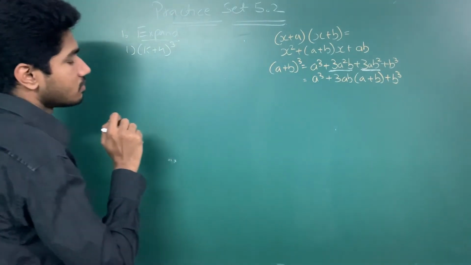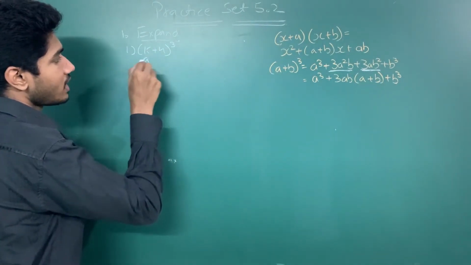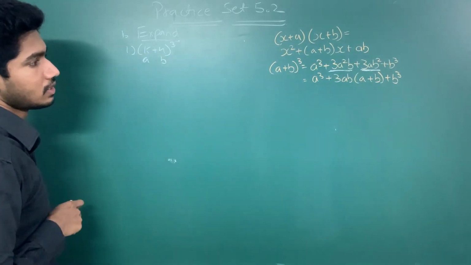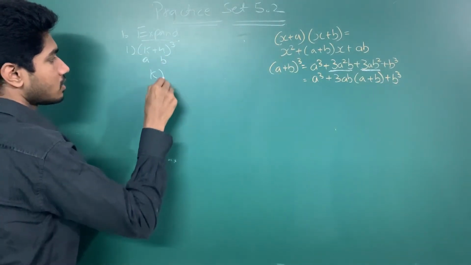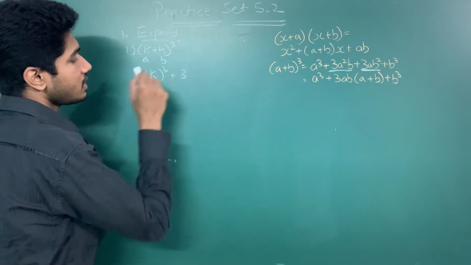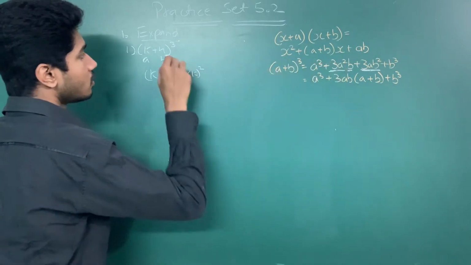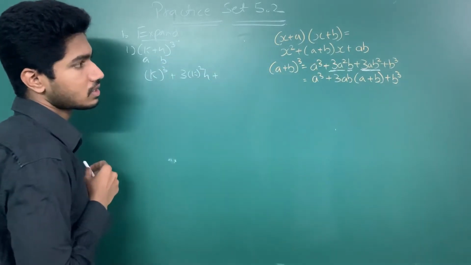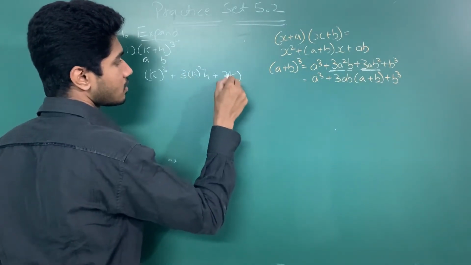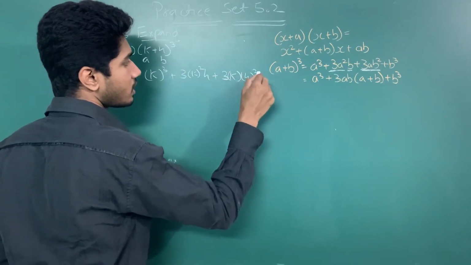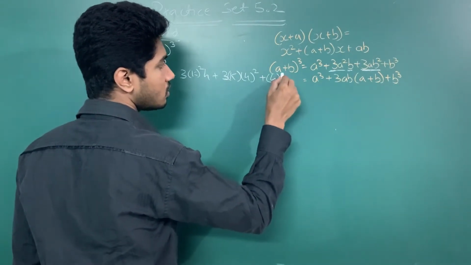Let's see the first sum. K plus 4 the whole cube. Now over here K stands for A and 4 stands for B. So ये formula apply करते हैं. A cube मतलब K the whole cube plus 3 A square इसका मतलब K the whole square into B that is 4, plus 3AB square that is 3 A is K, B is 4 the whole square, plus B cube. यहाँ पे B क्या है? 4 है. So 4 the whole cube.